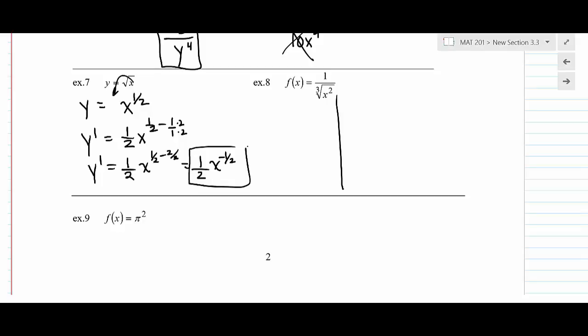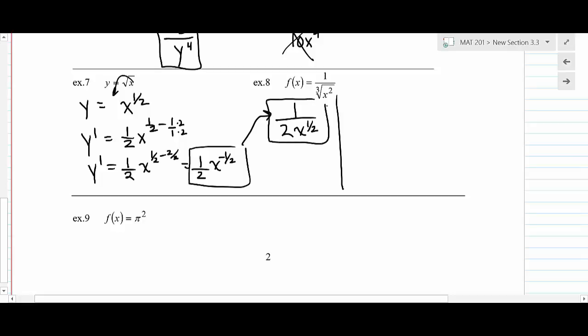Now, the other way, if you wanted to make that negative exponent positive, you'd want to also know to take it to this stage. You'd want to say 1 over 2 x to the 1/2. That's another way to write the answer. You could do that. Then you could go further, and you could change that back to a square root, so you could write it as 1 over 2 times square root of x.